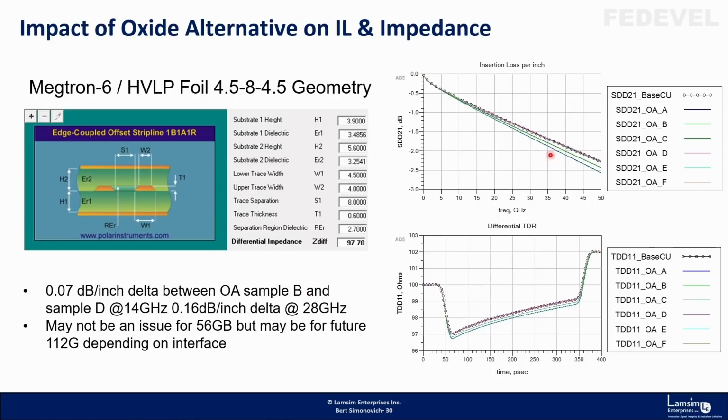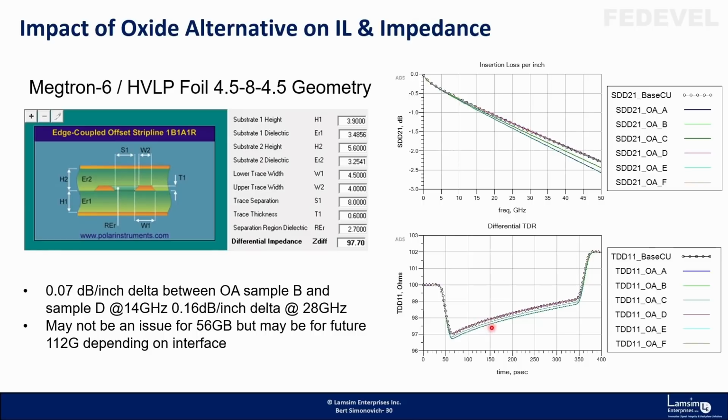But if we're going to go to 112 gig, we're now worried about 28 gigahertz, and it's starting to make more of a difference. So we might have to start going with the non-etching kind of oxide alternative, the chemical bonding ones, for those.